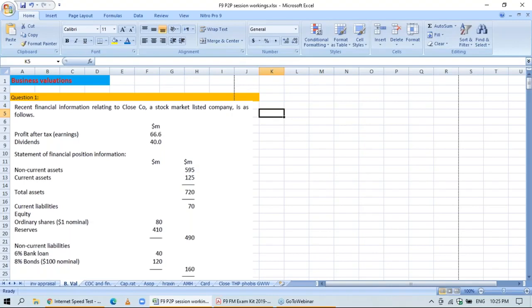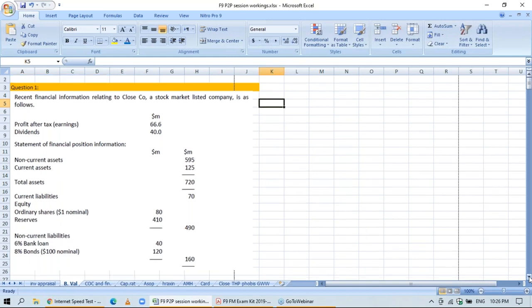So we are going to learn how to calculate the market prices or the values of these securities in this chapter. Starting with ordinary shares, we are going to learn the prices of ordinary shares first. So let's, students, please read through the closed company.